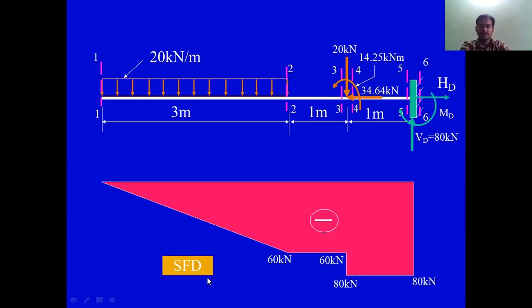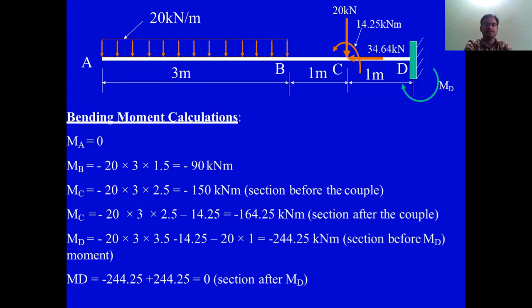Next, the shear force diagram will be like this. Next, coming to bending moment. The moment at A is 0. Moment at B is minus 20 into 3 into 1.5. At B, the load is in the downward direction, so the direction is anti-clockwise. So it is minus: 20 into 3 into 1.5, minus 90.